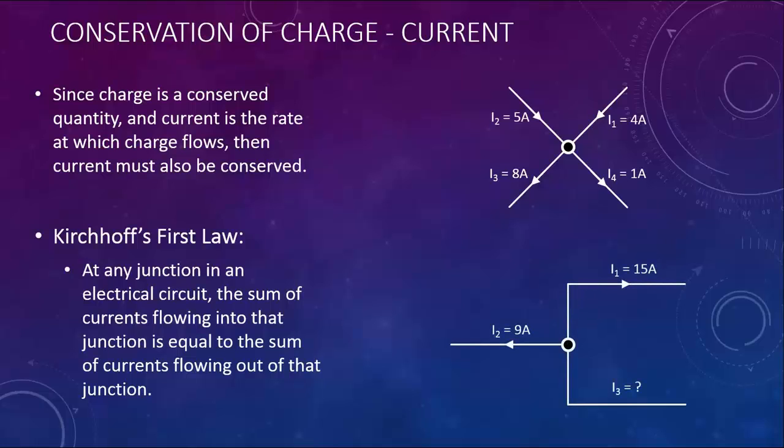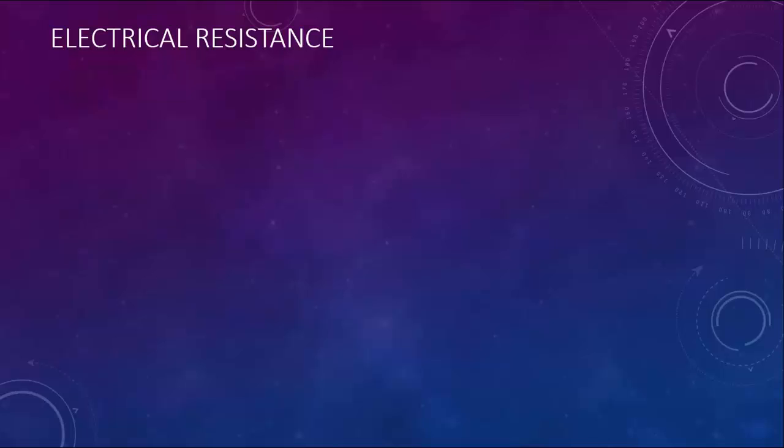Here's another example. I1 is 15 amps flowing out of the junction. I2 is 9 amps flowing out of the junction. What would I3 be? Electrical resistance.